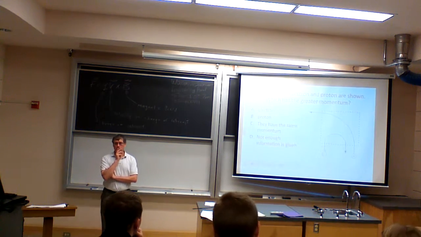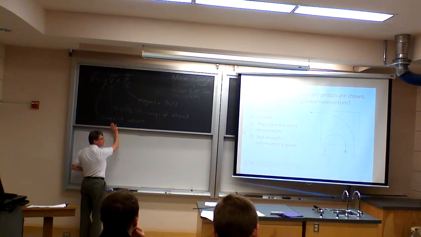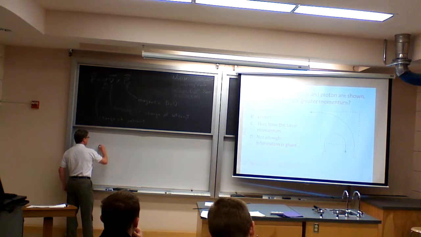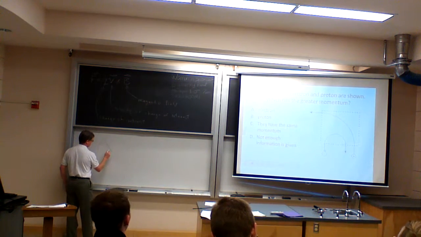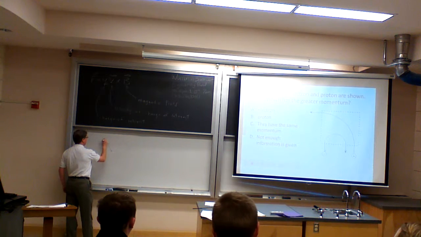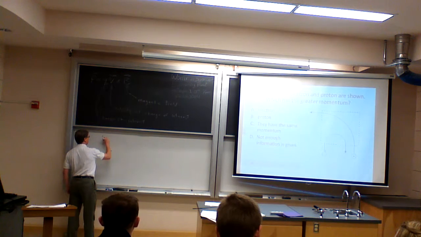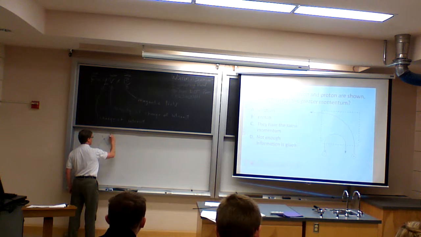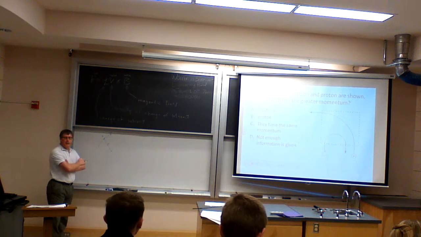Charles, how do you figure it? With either of these particles, you have some radius of curvature. We have some Q, right? Traveling at some velocity. What's the free body diagram look like?